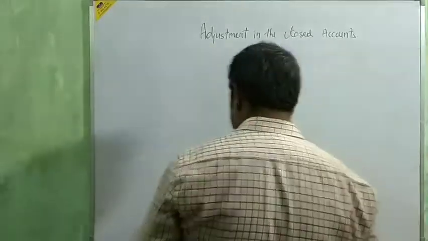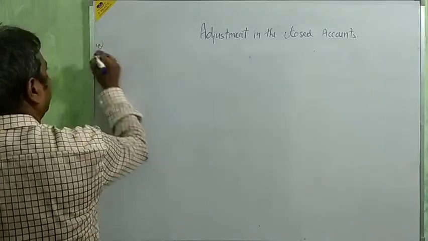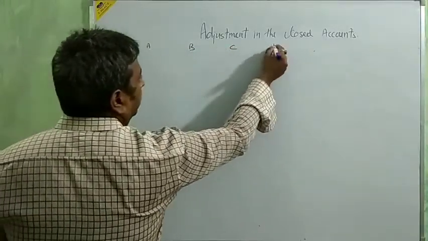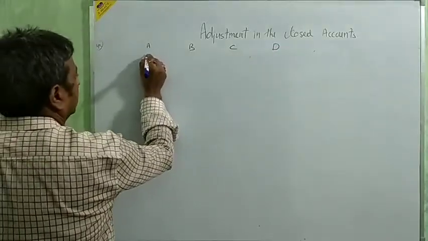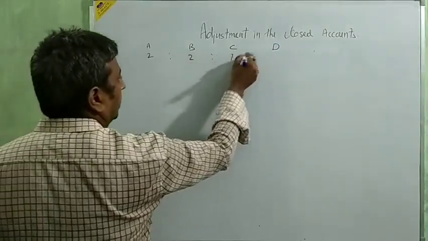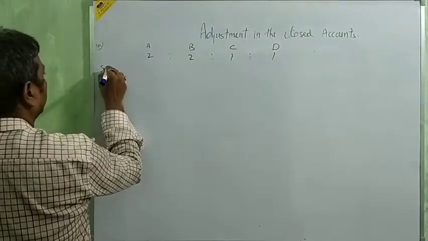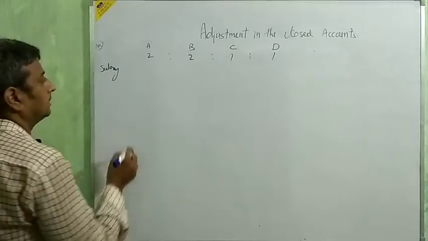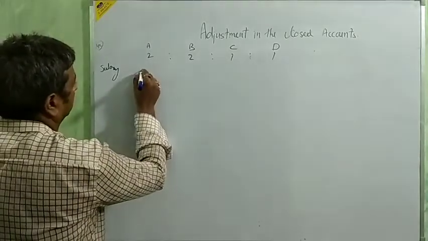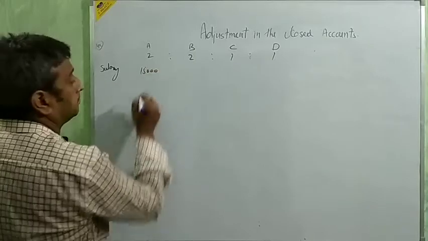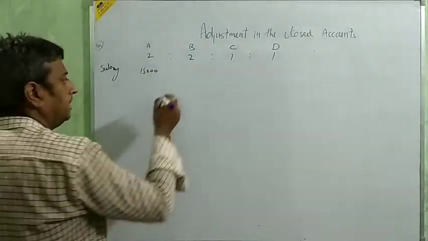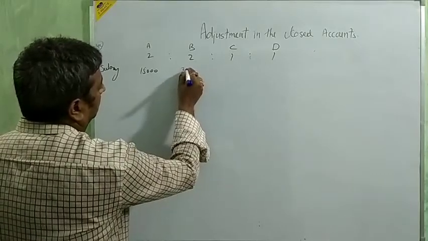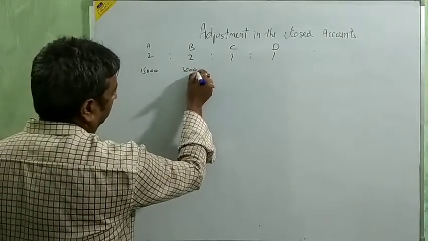Okay beta, now we'll start question number 43. Four partners here, A, B, C and D. Okay, the ratio is 2:1:1. Then the salary amount, beta. Salary amount of A is 15,000 per annum. Yeah. Okay, then B and D 30,000 per quarter.